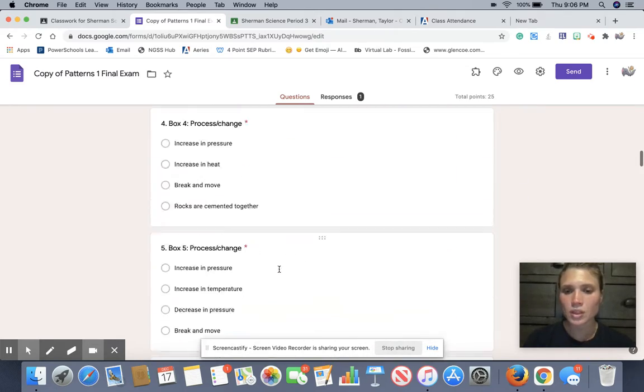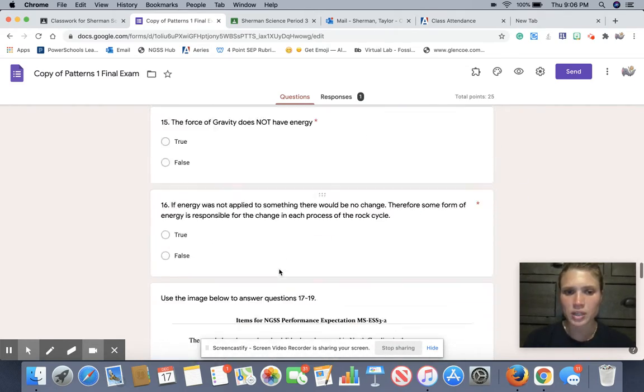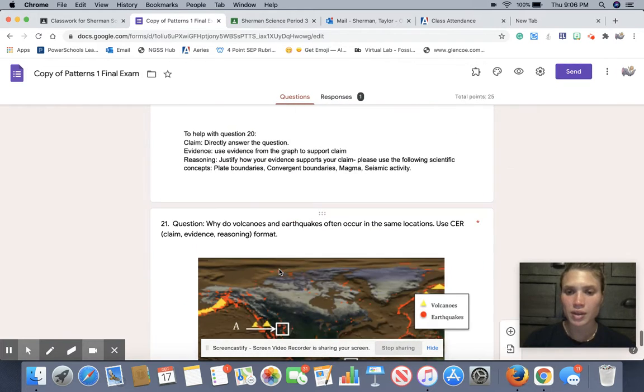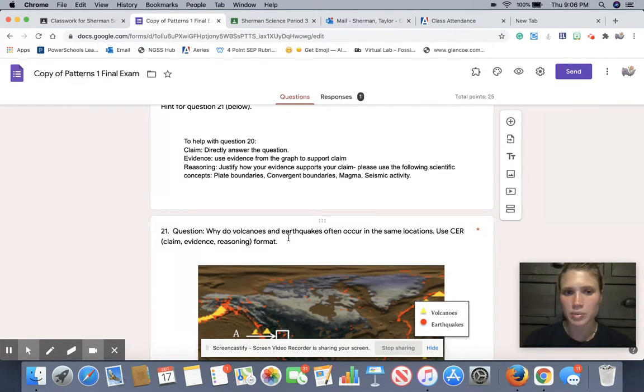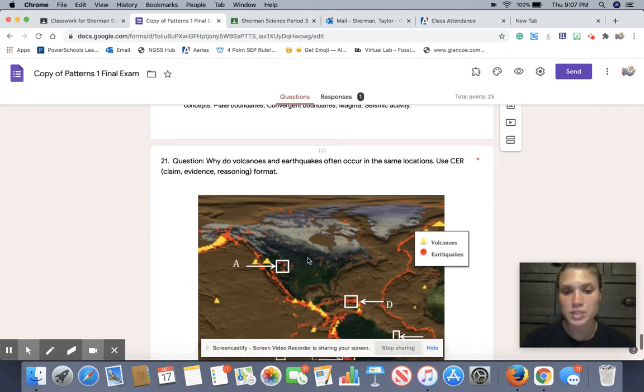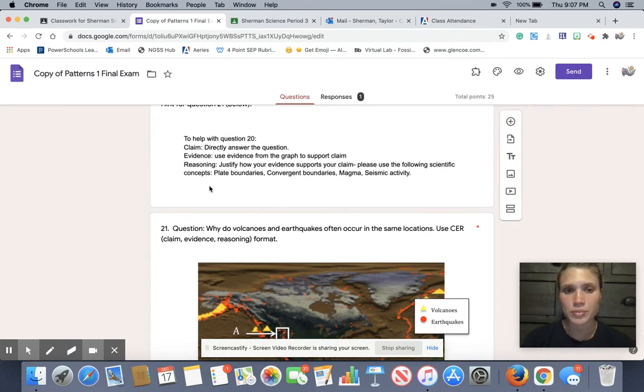The multiple choice is going to be one portion, and then you have a claim, evidence, and reasoning, or CER, at the bottom here. This is going to be another test in itself, so you technically have 2 assessments. Remember, a claim needs to be one direct sentence that completely answers the question. You need to use evidence from this graph to support your claim, and in your reasoning, you need to justify how your evidence supports your claim.